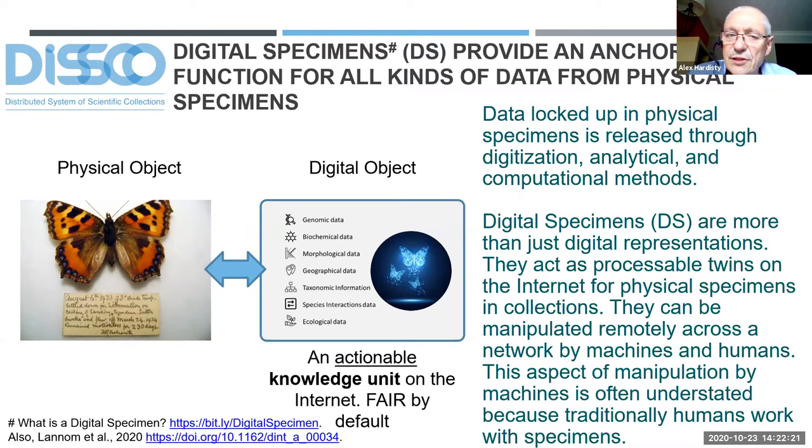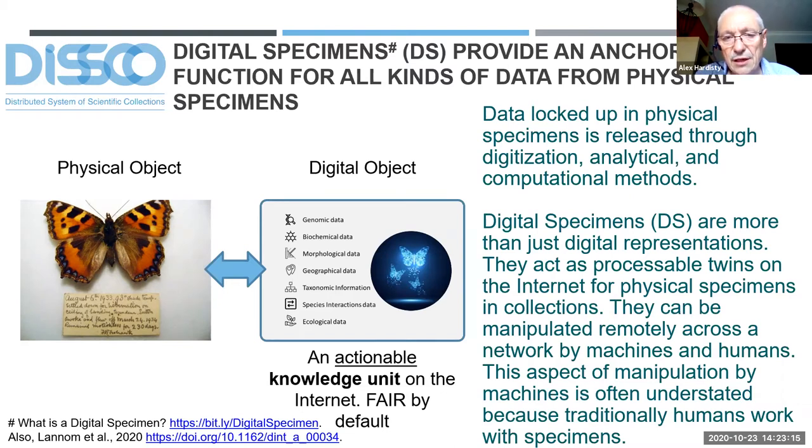We know that data locked up in these physical specimens can be released through digitization and through analytical and computational methods and include a range of information, as illustrated there on the screen. We see digital specimens as more though than just digital representations. We see them as processable twins on the internet for the physical specimens that sit in collections. These digital objects, actionable knowledge objects on the internet, can be manipulated remotely across the network by machines and humans. And I want to draw your attention to this aspect of manipulation by machines, because I think it's often understated and forgotten, because typically we're much more familiar with humans working with specimens rather than machines.